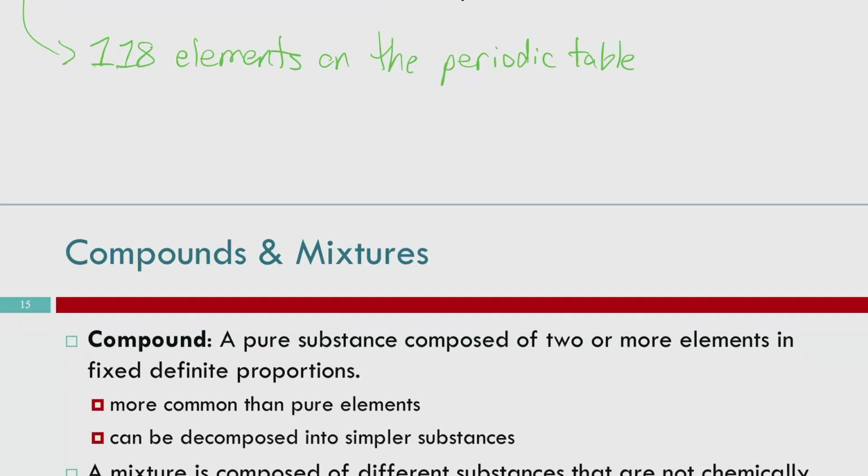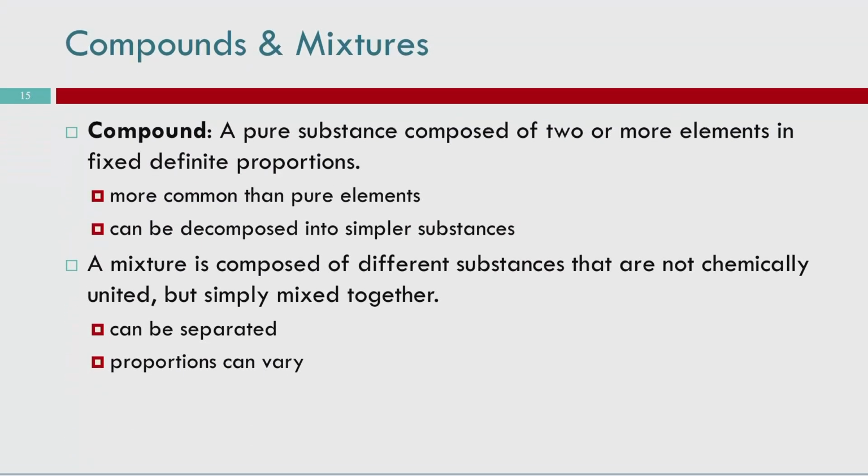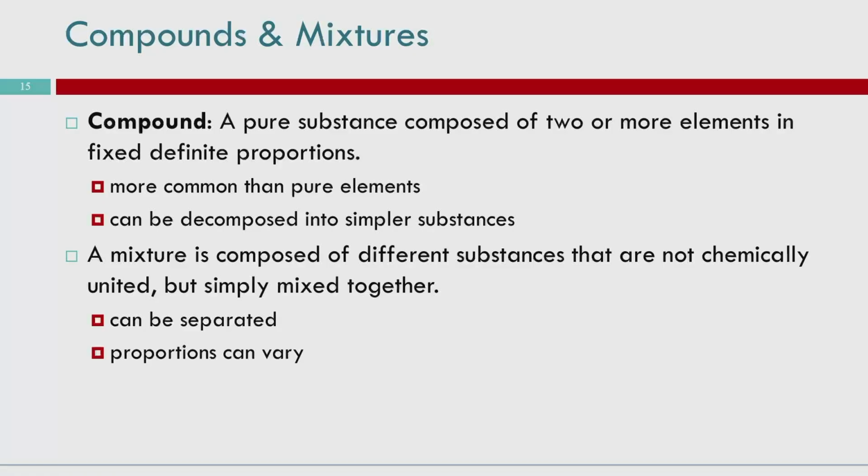We also have compounds and mixtures. So a compound, a pure substance, can be a compound, and that's two or more elements that are in fixed, definite proportions. An example would be water, which has the chemical formula H2O, which means that we've got two hydrogens and one oxygen.